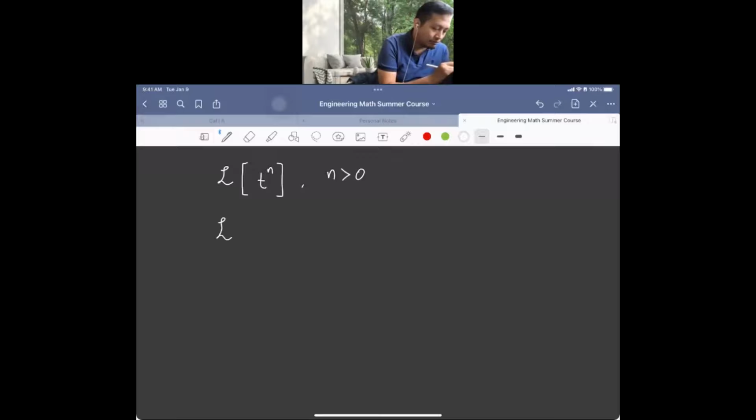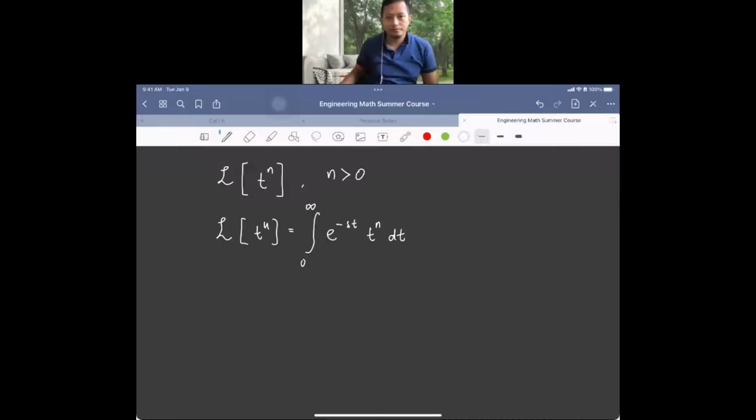So we can say that if we want to put into our Laplace integration, we put e negative st and t with power of n dt. Okay, how to solve this? n is a constant that is positive. s is also in the integration, but we can treat s as a constant. We can just focus on t. So how do we solve it? Any idea? Any idea how to solve this?